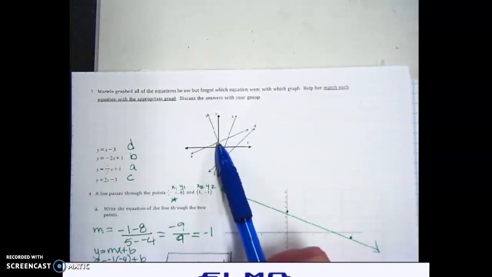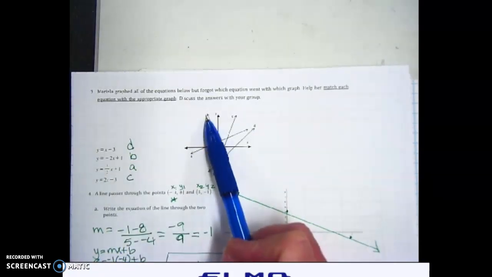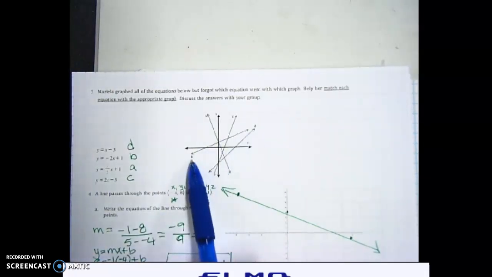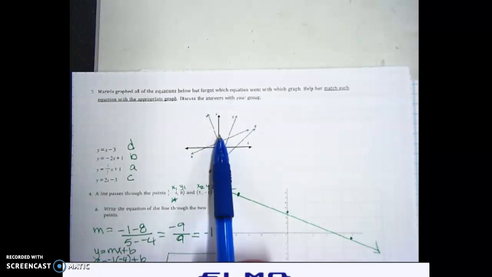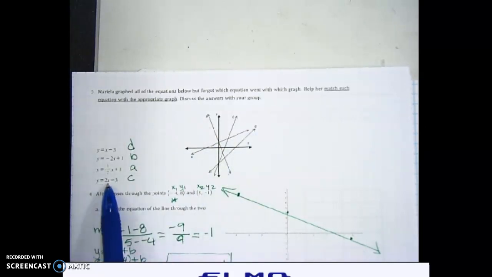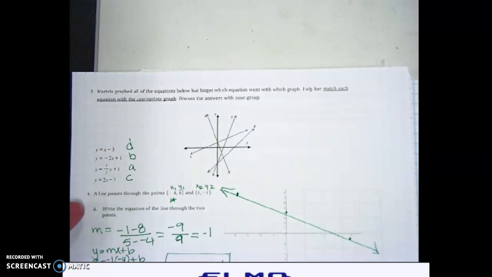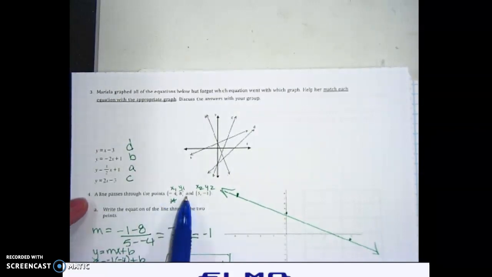2 lines going here. Only one of them is going down, so that's got to be B. So the other one must be A, the one that's going up 1/2. And then the last line is C, crossing at -3, and it's steeper, so that one's got to be the C.